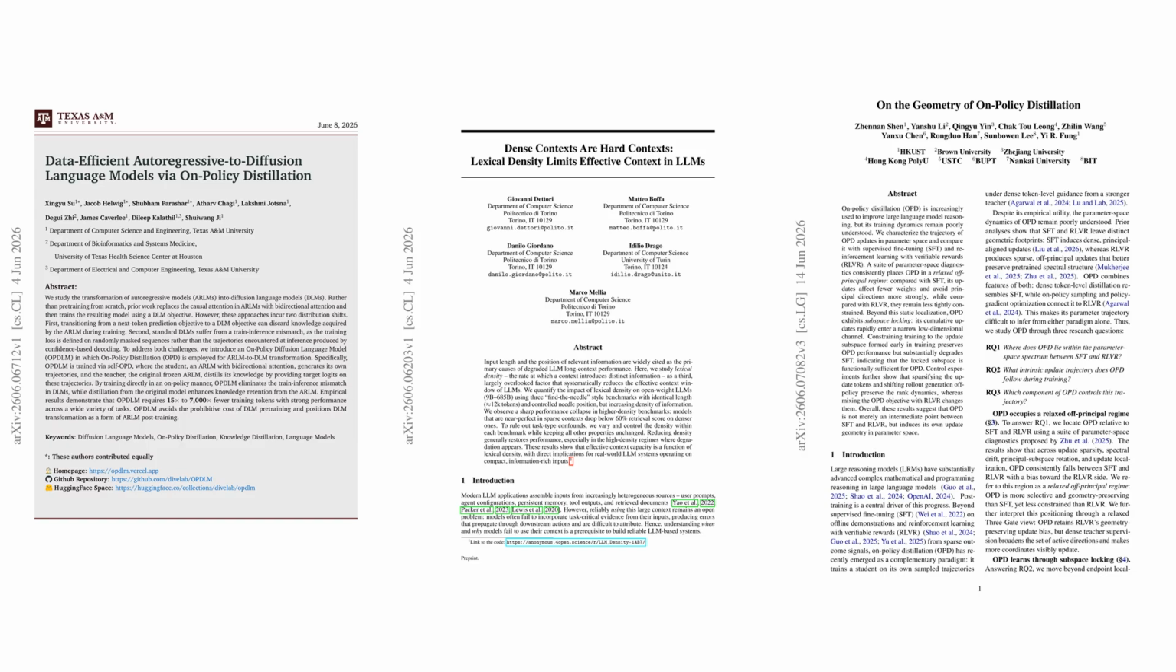The biggest shift here is that post-training is starting to behave like a design space, not just a final polished step. One line of work shows you can convert a Qwen 3 style autoregressive model into a diffusion language model with surprisingly little compute, while another shows why long context retrieval breaks when the context gets denser, not just longer.